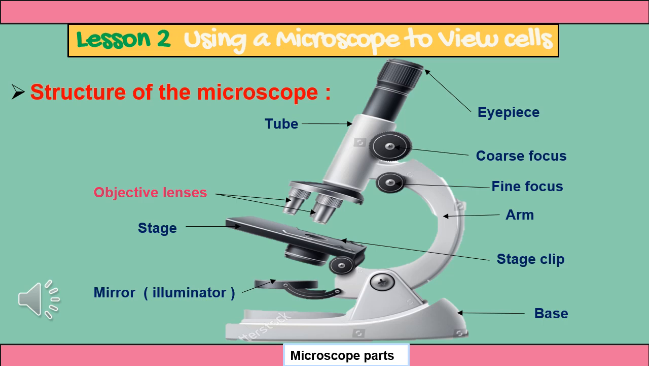Look at this picture. Can anyone tell me what's the structure of the microscope? Yes, super. The microscope consists of an eyepiece to look through, a stage to fix the slide on, a mirror to collect the light and reflect it, a stage clip to fix the slide, an arm to hold the microscope by, a coarse focus to magnify the picture, objective lenses, and a base.